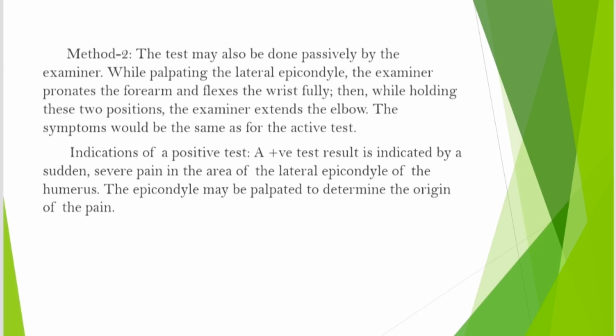In method 2, the test may also be done passively by the examiner. While palpating the lateral epicondyle, the examiner pronates the forearm and flexes the wrist fully. Then, while holding these two positions, the examiner extends the elbow. The symptoms would be the same as for the active test. Indications of a positive test: a positive test result is indicated by a sudden severe pain in the area of the lateral epicondyle of the humerus. The epicondyle may be palpated to determine the origin of the pain.